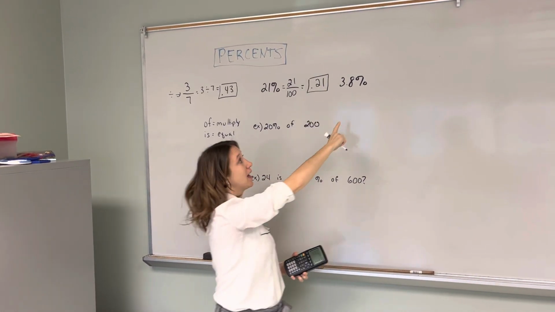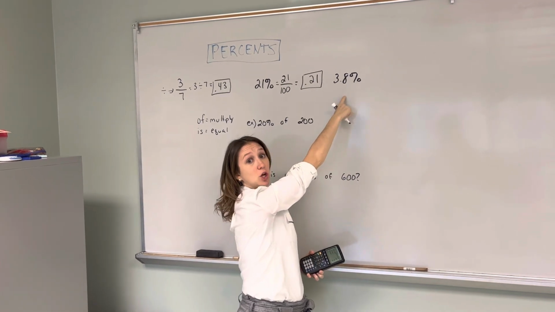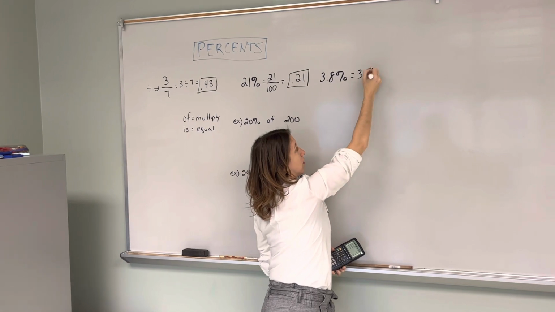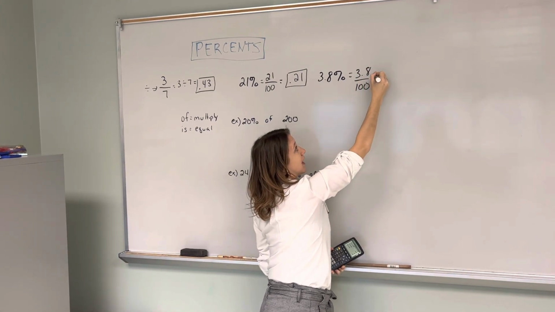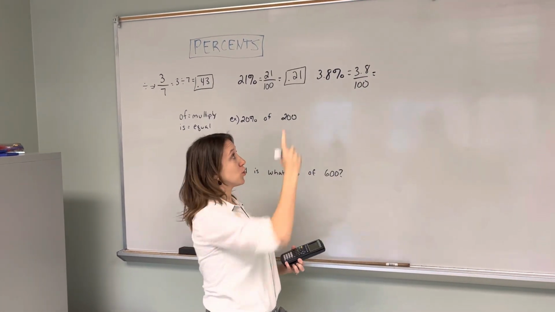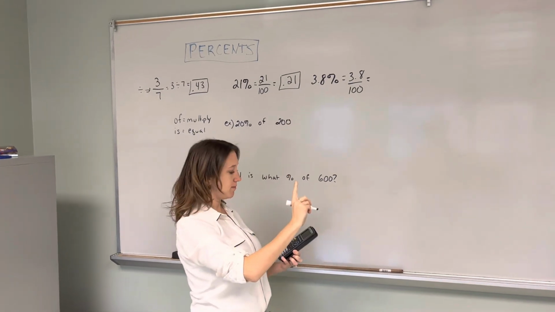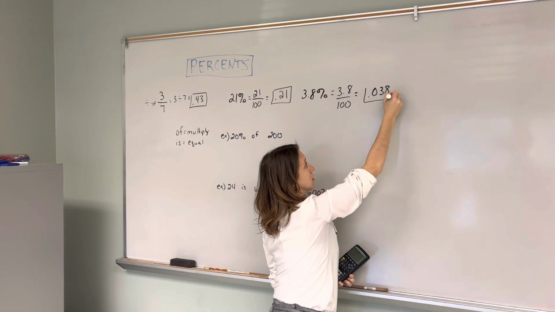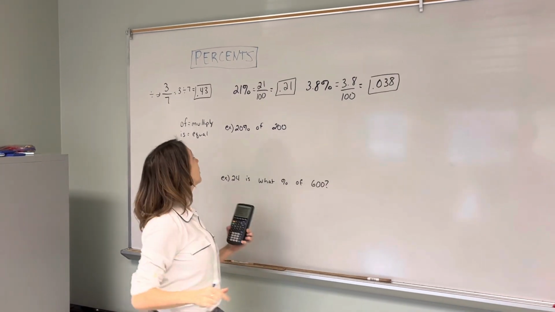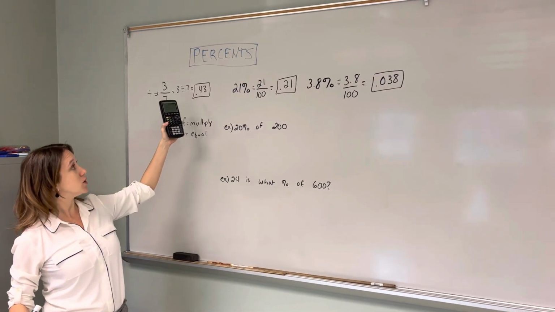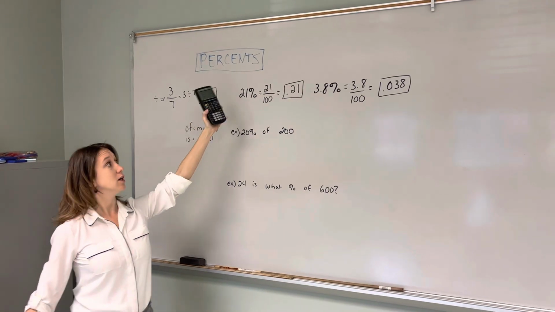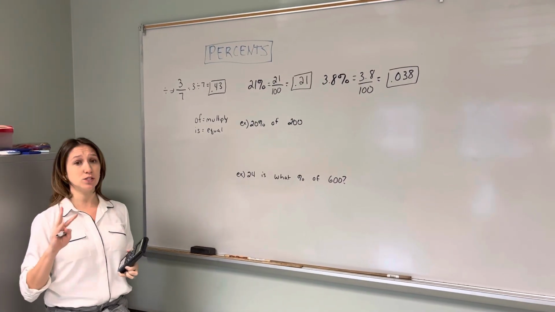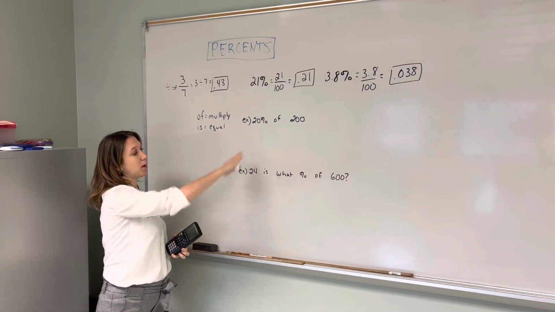Now, even if you have a decimal and it's a percent, you still put it over 100. So this would still be 3.8 over 100. And then you would put that in the calculator, 3.8 divided by 100, and you would get 0.038. So that is how to convert from fractions to decimals or percents to fractions to decimals, so you can convert back and forth.